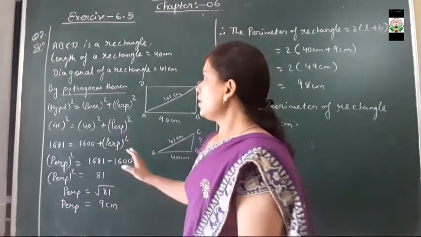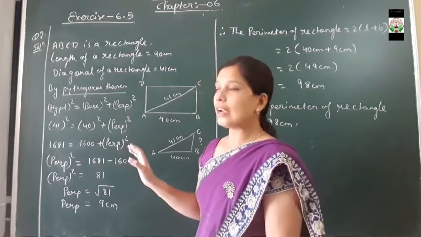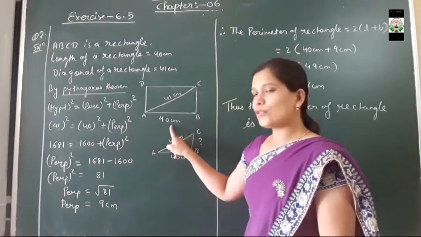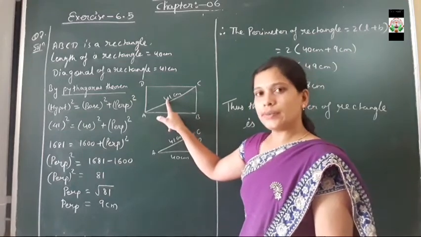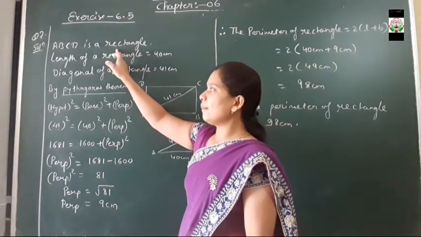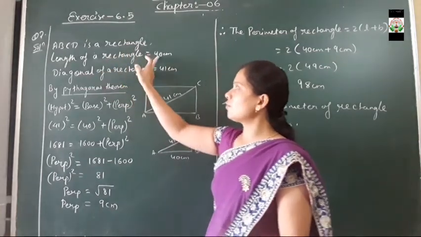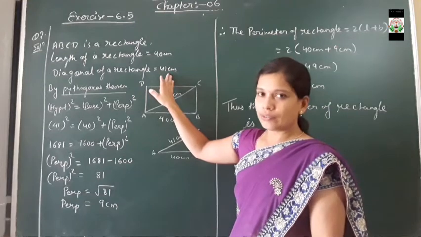So here is the question number 7 solution. As in question number 7 it is said that the length of the rectangle is 40 centimeter, whereas the diagonal of the rectangle is 41 centimeter. It is already given in the question. So let us consider a rectangle ABCD, where the length of the rectangle is 40 centimeter and the diagonal of the rectangle is 41 centimeter, given in the question.